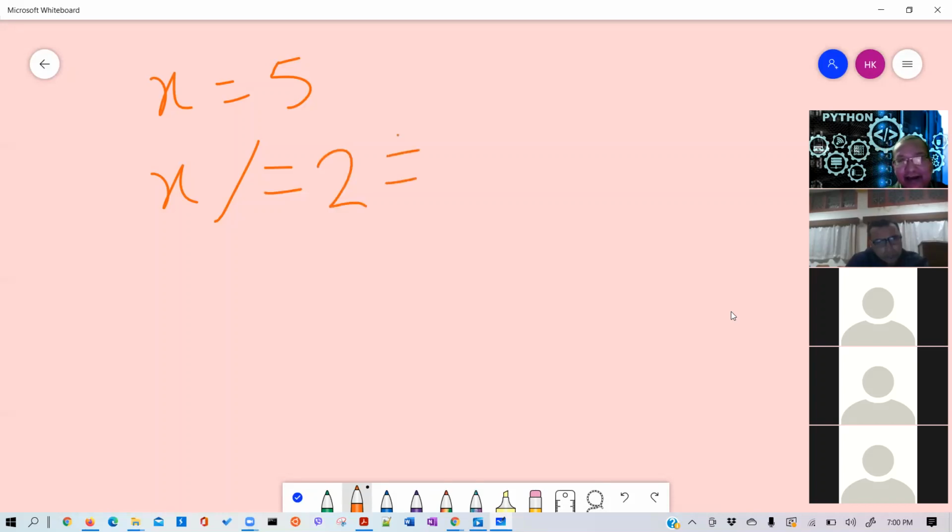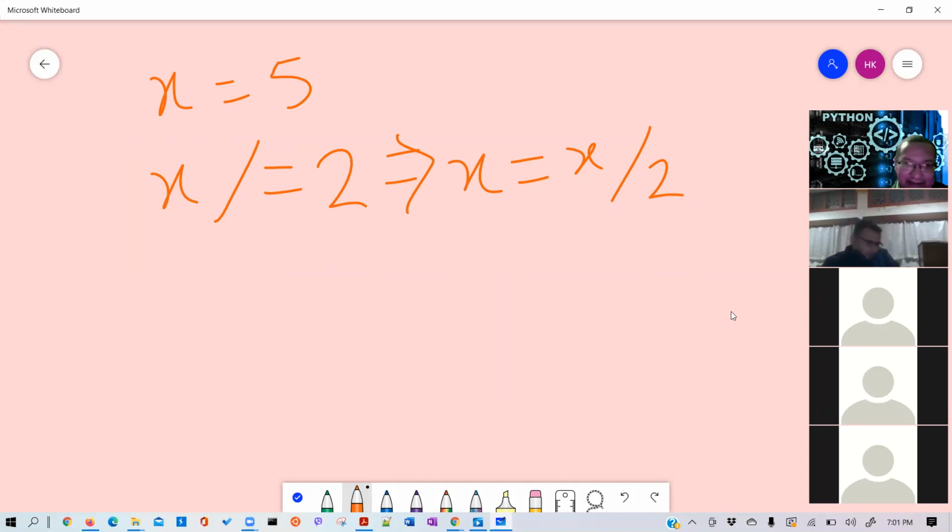Other than Nishal, can somebody else try this? So what is the equivalent? Give me the equivalent expression to this. X equals to x divided by 2. Divided by 2. 2.5 is the answer. Yeah, 2.5 is the answer.